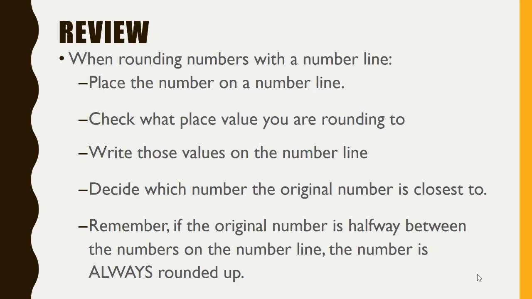In review, when rounding numbers with a number line, make sure you place the number on a number line. Then check what place value you are rounding to. You'll write those values on the number line. Decide which number the original number is closest to. And remember, if the original number is halfway between the numbers on the number line, the number is always rounded up.